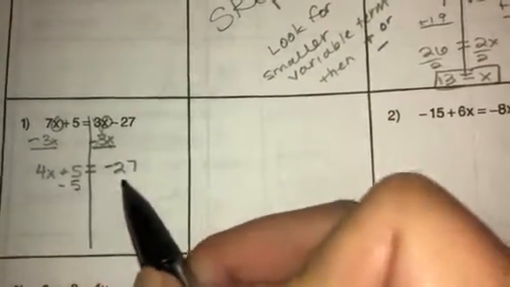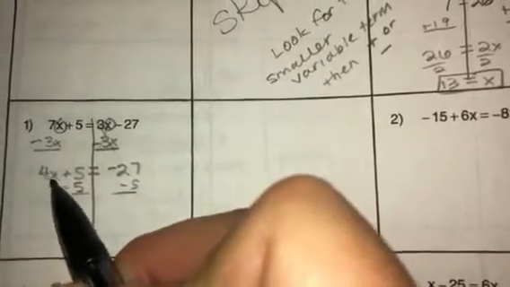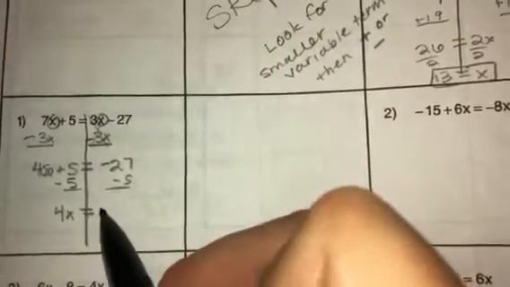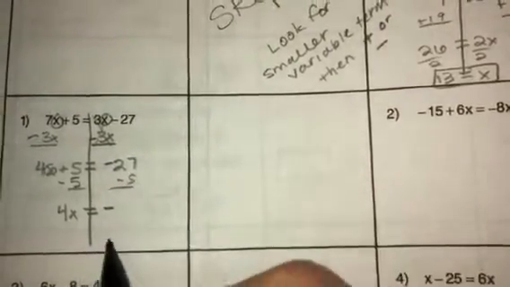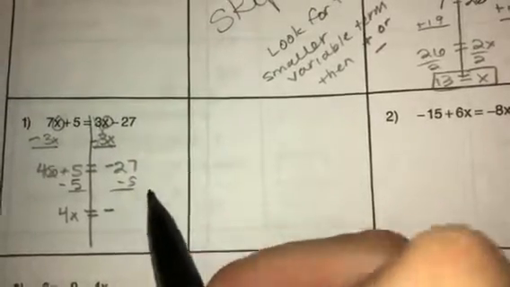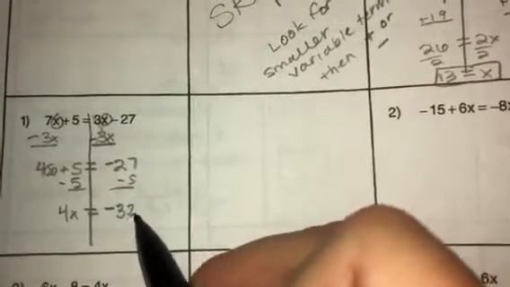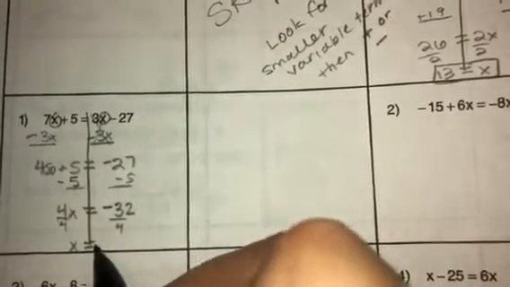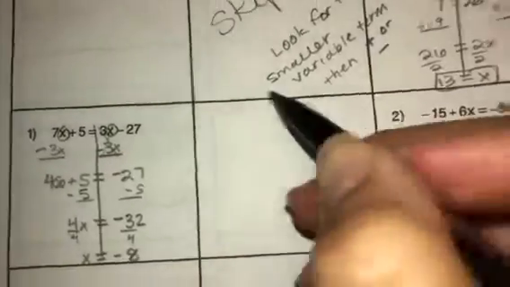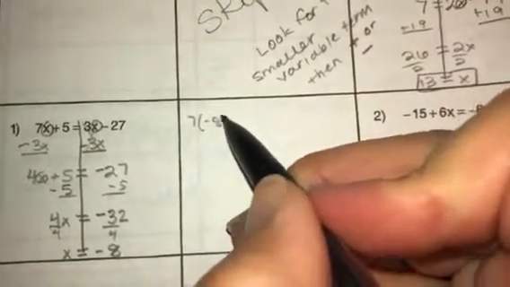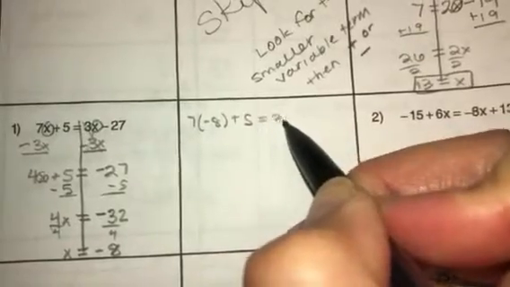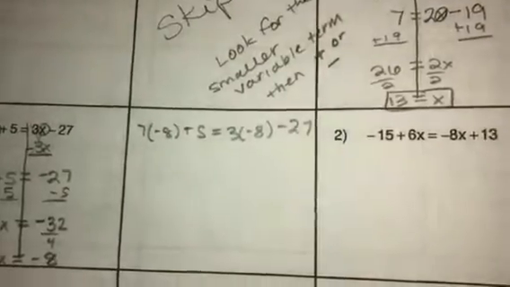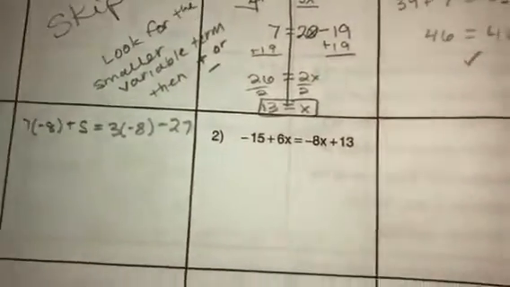Now we go ahead and continue as usual. We subtract 5 from both sides. So then I bring down what I have left. 4x is going to equal, remember our negative rules, we're actually going to be adding those. Minus 27 minus another 5 gives me a negative 32. And then when I divide both sides by 4, we get x equals negative 8. Remember, you should always check your answers. 7 times negative 8 plus 5 should be equal to 3 times negative 8 minus 27. Go ahead and check that answer on your own and make sure that it's correct.